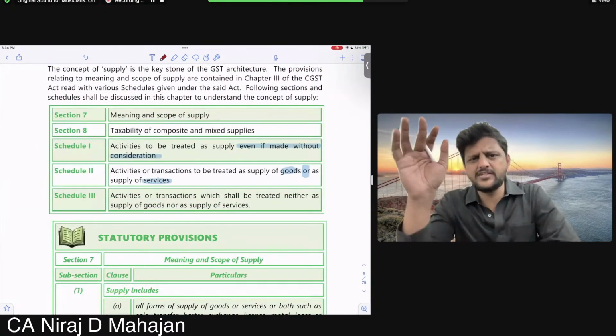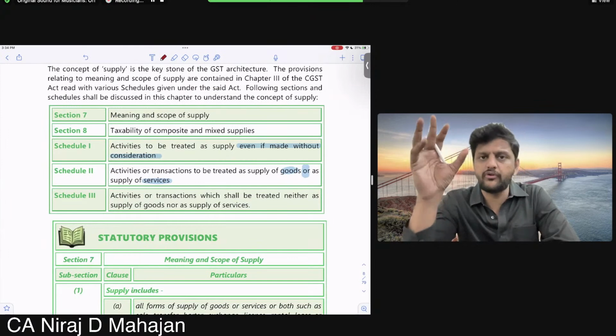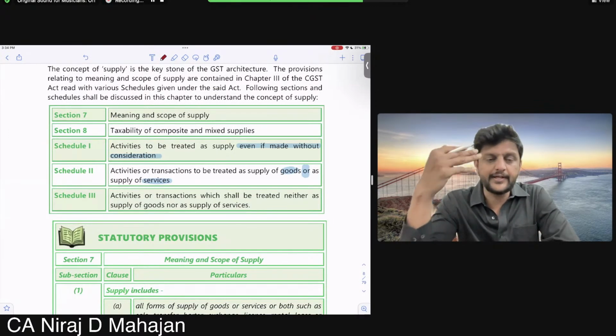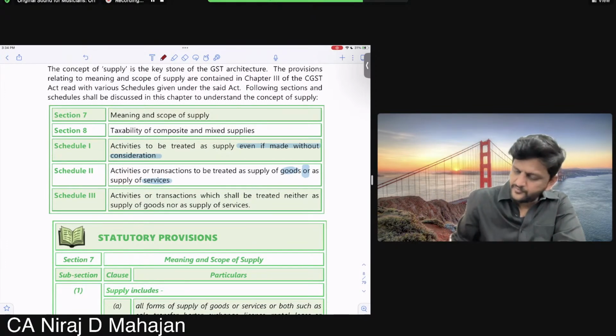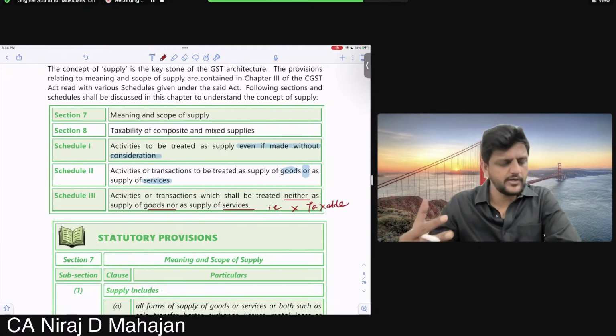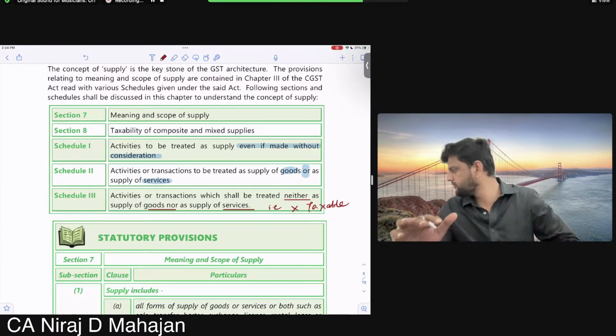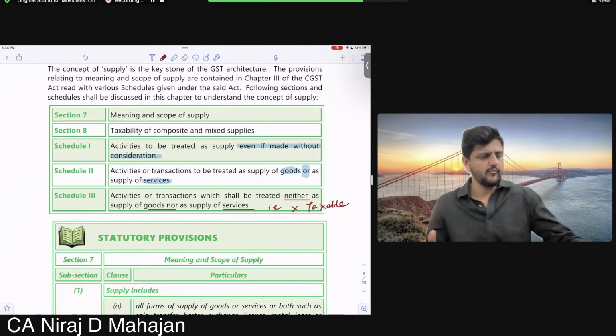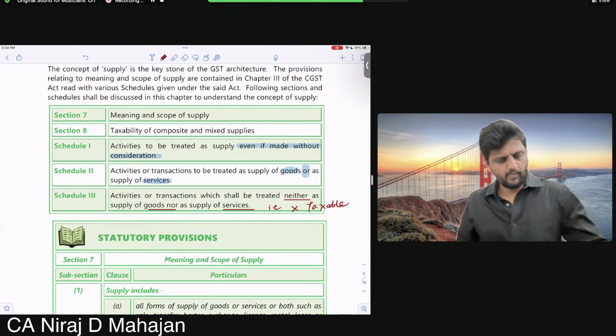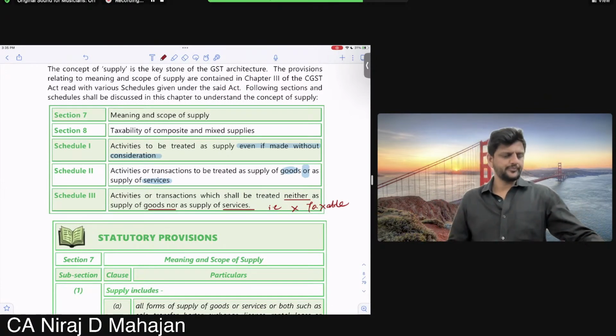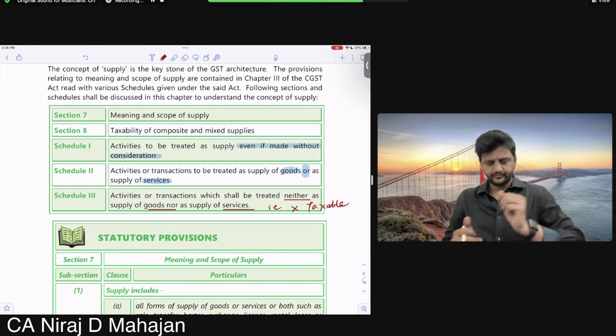So Schedule 2 just categorizes what is goods and what is services, for mixed transactions. And Schedule 3, exempt: neither goods nor service. Not taxable only. Clear or no? Can I go ahead, everybody?